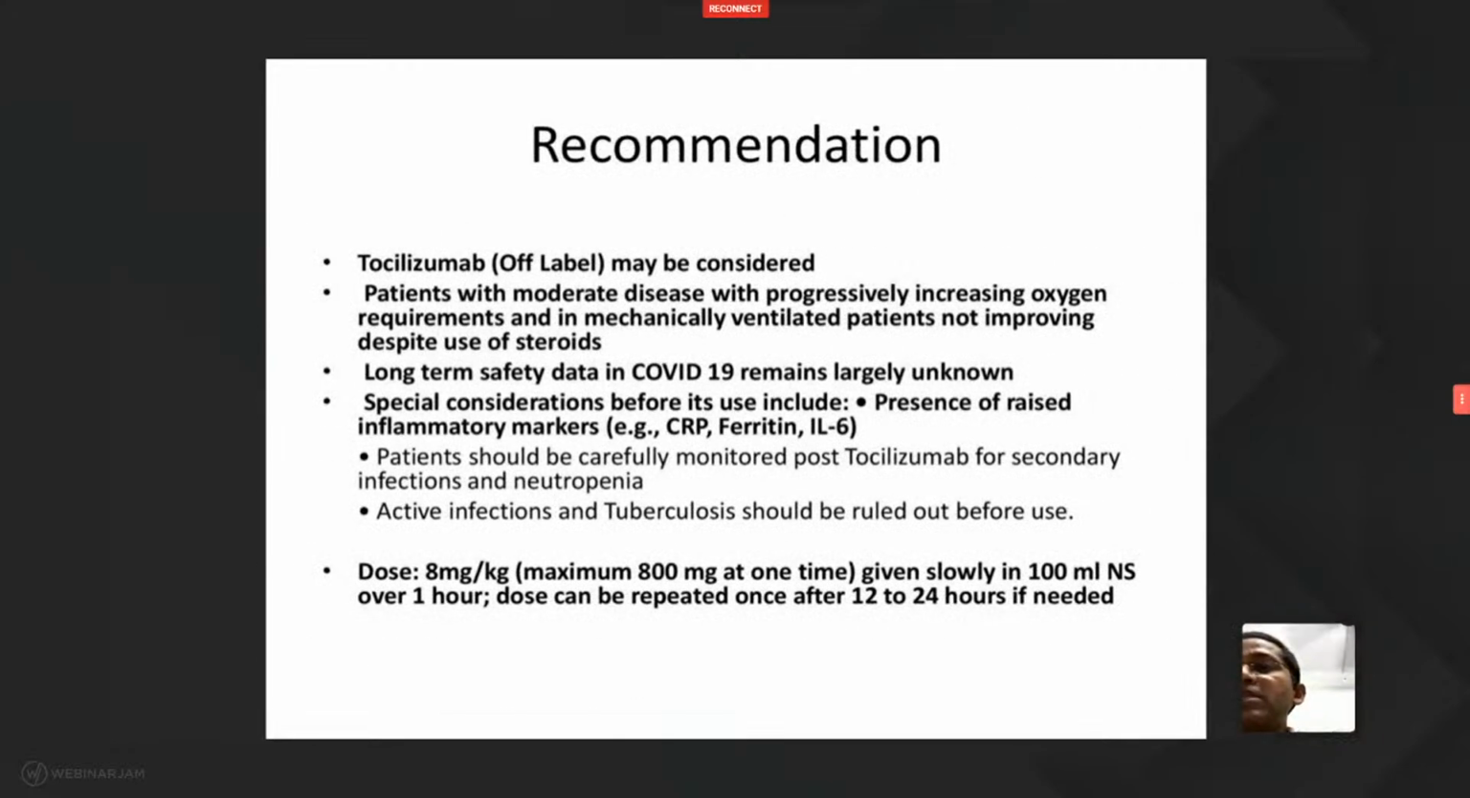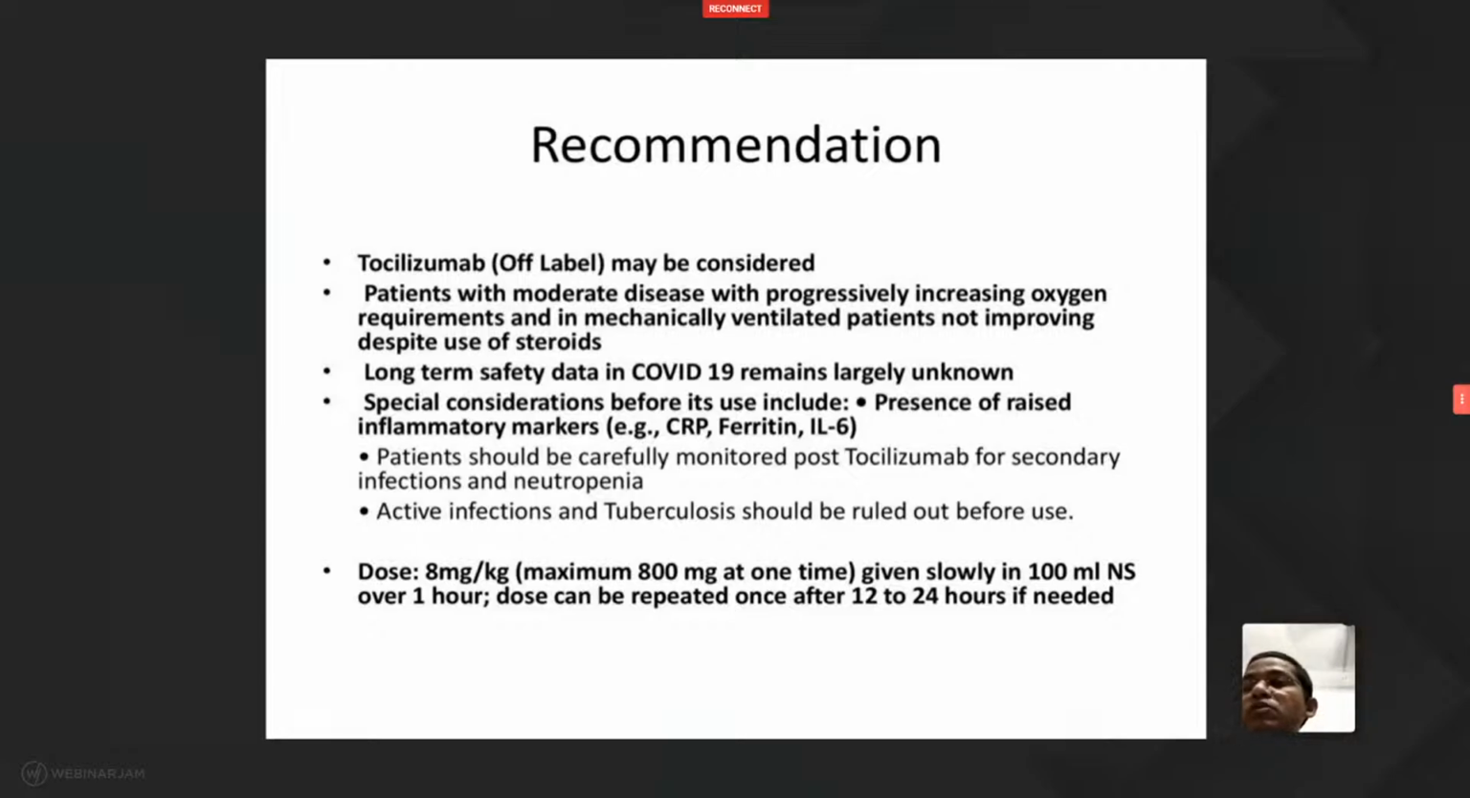Now the recommendation. As per the ICMR recommendation, it is off-label and may be considered in patients with moderate disease with progressively increasing oxygen requirement, and in mechanically ventilated patients not improving despite the use of steroids. The long-term safety data on COVID-19 is largely unknown. A special consideration is the presence of raised inflammatory markers.